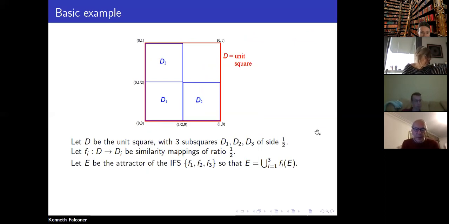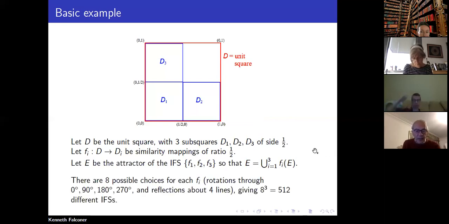So the setup we've got, and I'm going to take this example as a basic example. We've got a unit square, which I'm going to call D, and we've got 3 subsquares, D1, D2, D3, arranged like that in a scale of side 1/2. And I'm looking for 3 similarity transformations of ratio 1/2 that take the big square onto the first, second, and third smaller squares. And so that gives us an iterated function system consisting of 3 similarity transformations, and that gives us an attractor, which is the union of the whole thing under these 3 mappings.